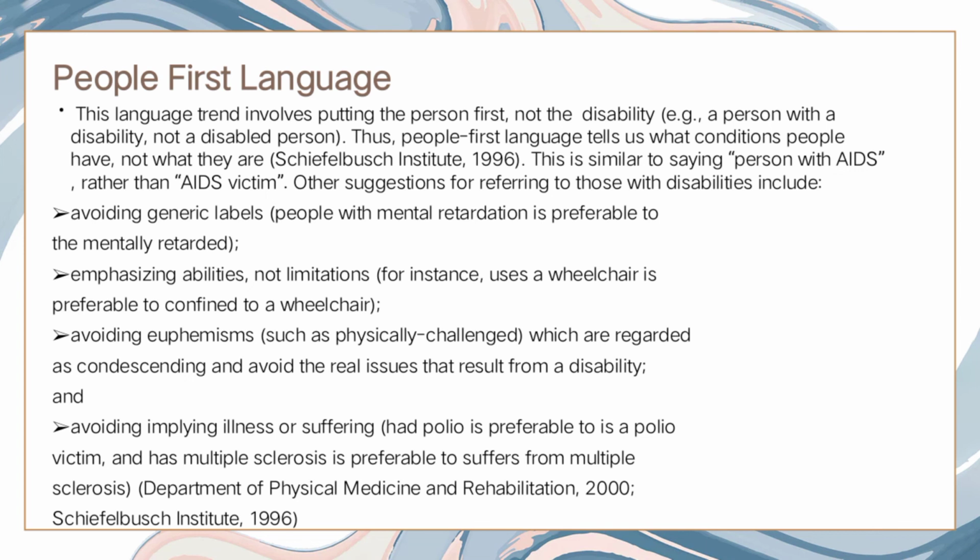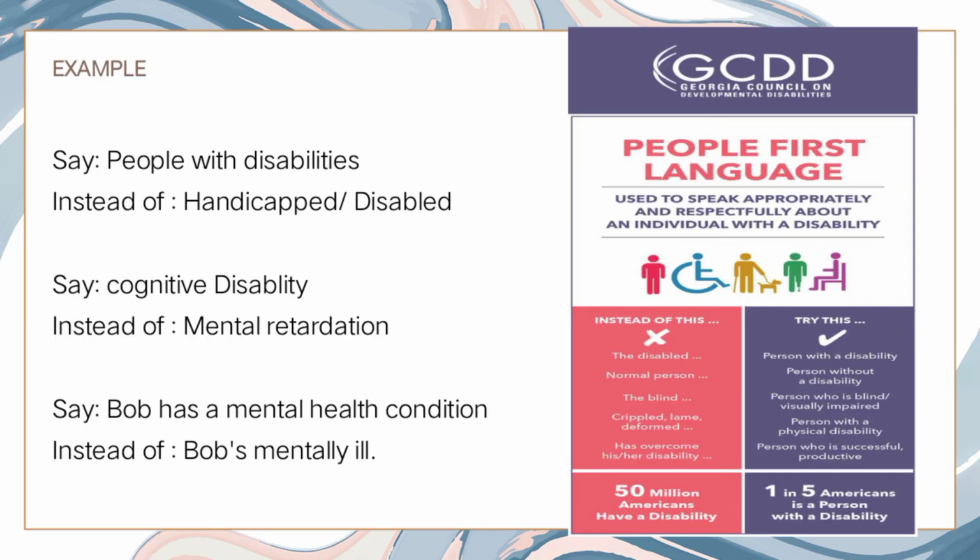So these are a few examples of people first language. Say people with disabilities instead of handicapped or disabled. Say cognitive disability instead of mental retardation. Say Bob has a mental health condition instead of Bob is mentally ill. So people first language, also known as PFL, is about respect and dignity, and it puts the person, not the condition, first.